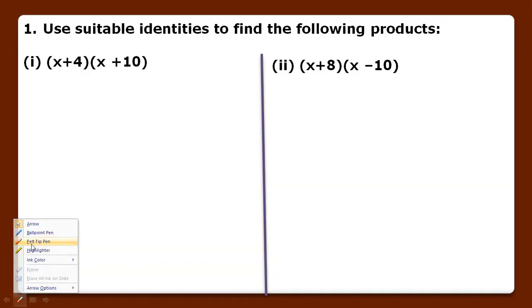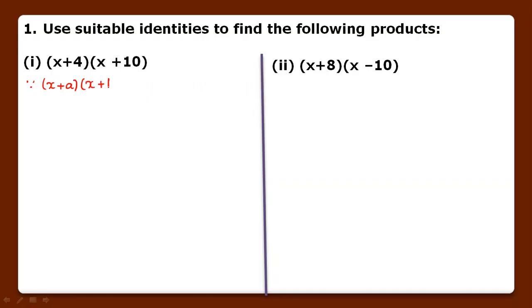First part is x plus 4 into x plus 10. We have an identity: x plus a into x plus b is equal to x square plus a plus b into x plus a into b. We can apply this to this first part here.